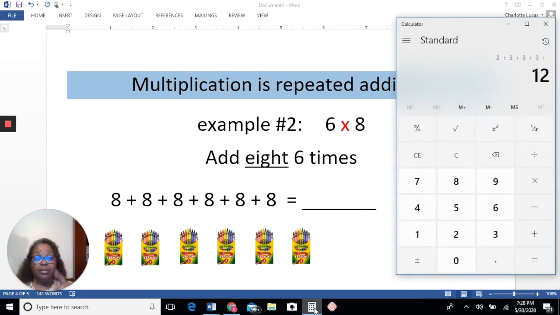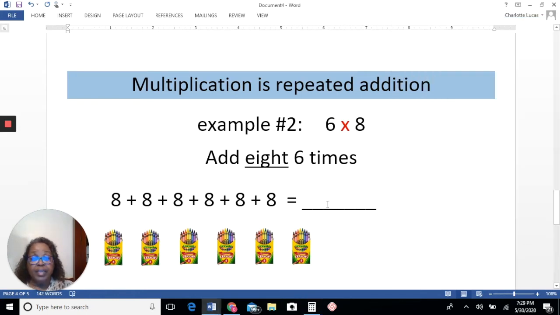Let's use our calculator. We would have to add 8 together 6 times. I will clear out the calculator and let's do it. 1 time, 2 times, 3 times, 4 times, 5 times, 6 times. The total would be 48.